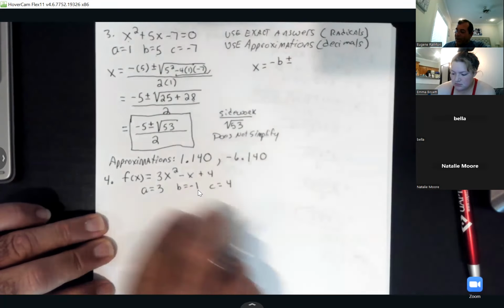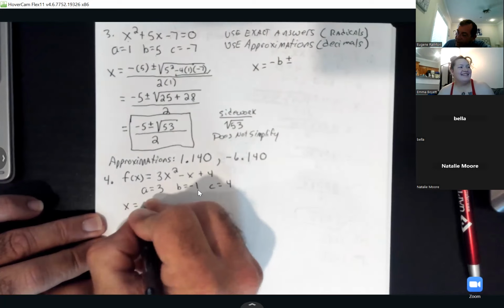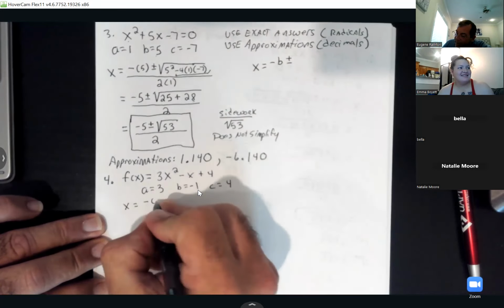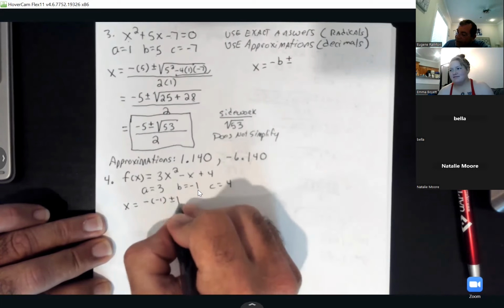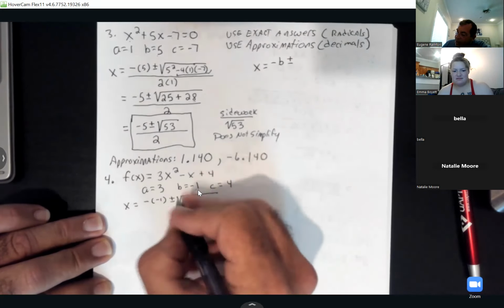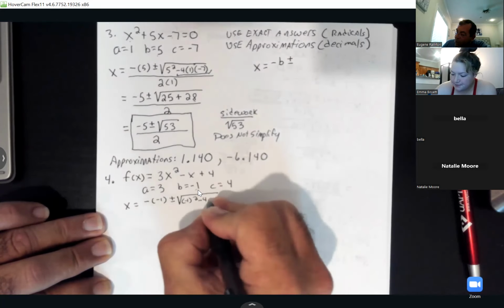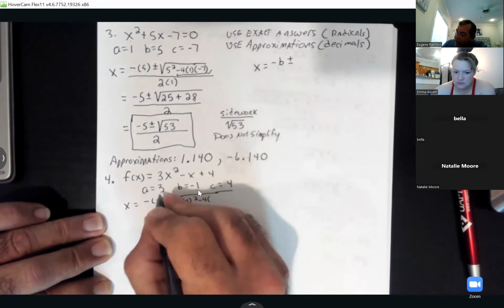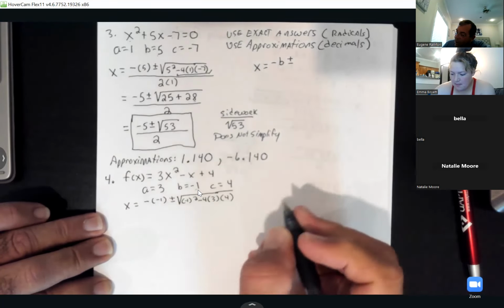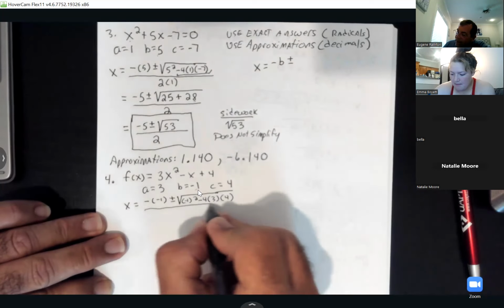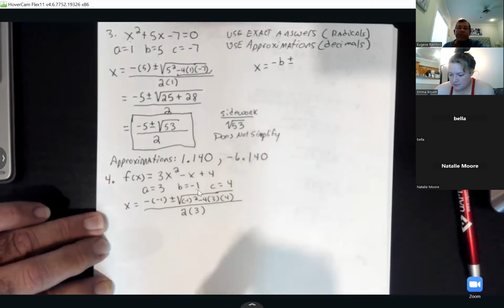All right, y'all, let me plug all this into our formula now and see what we get. x equals negative b, which is -1, plus or minus the square root of b squared, which is -1 squared, minus 4 times a, which is 3, and c, which is 4, all over 2 times my a, which is 3.